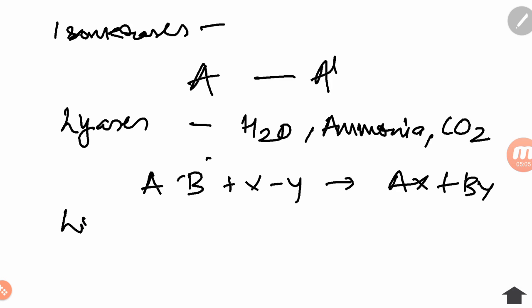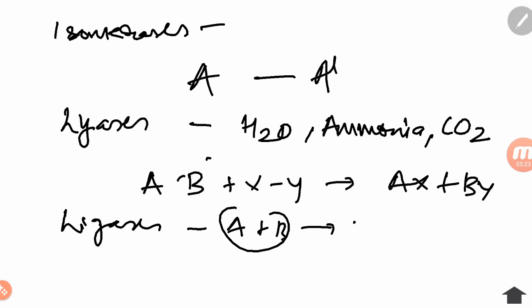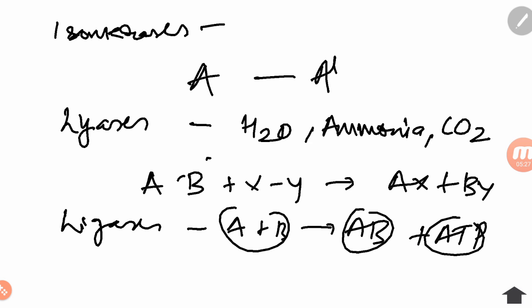And the last one is ligases. Ligases are the ones that catalyze synthetic reactions where two molecules are joined together and ATP is produced. Two molecules A and B are joined together, and finally the outcome is an ATP. So this is the meaning of ligases: two molecules combine and release an ATP. I hope you are clear with this basic classification.